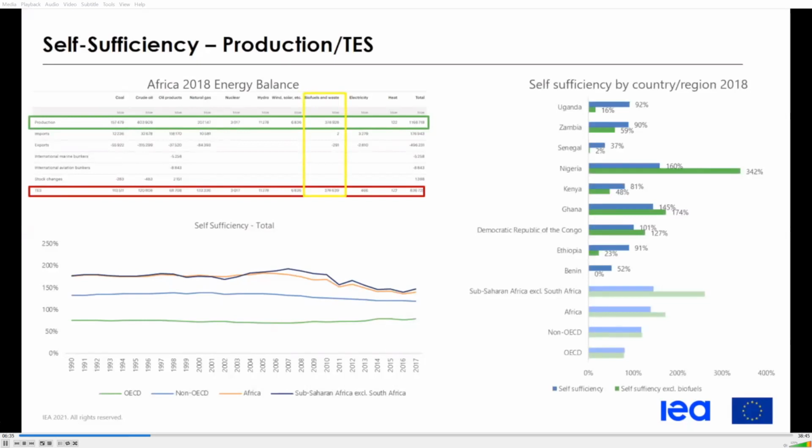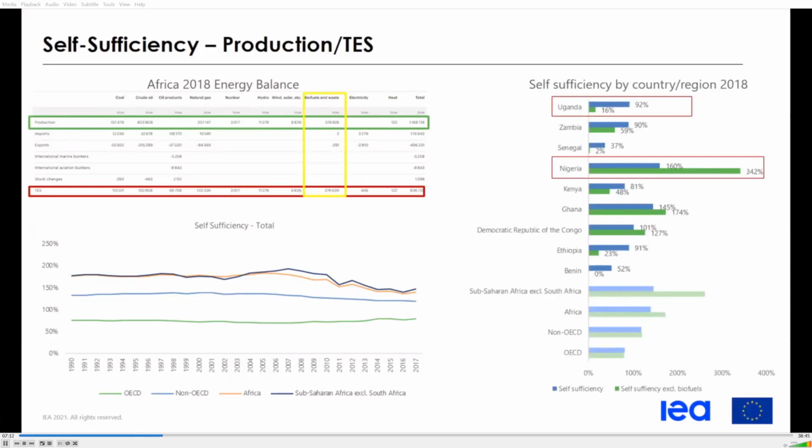Now, if we compare the self-sufficiency by country, we see that again there are differences because of biofuels and waste. For example, for Uganda, the self-sufficiency can seem very high at around 90%. But if we look at the energy balances, we see that there is a very high share of traditional biomass in the energy mix. And if not accounted for, we see self-sufficiency drastically decreasing to 16%.